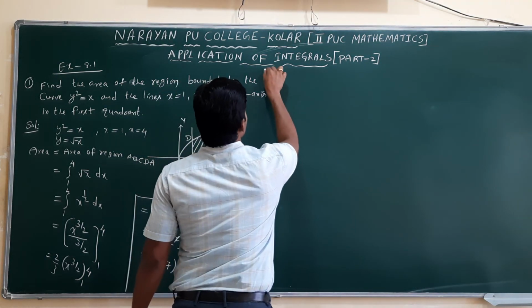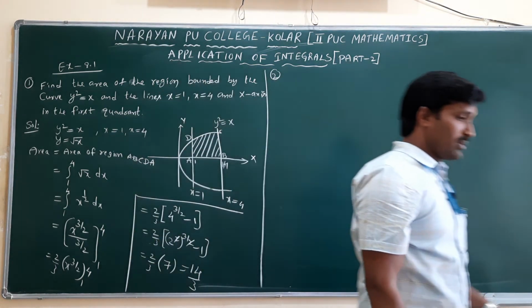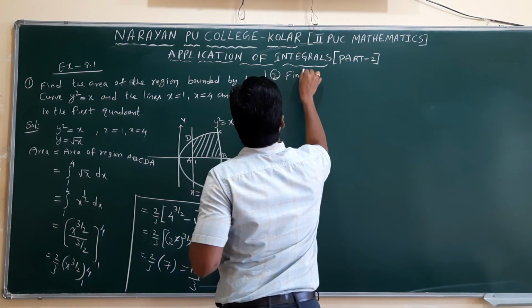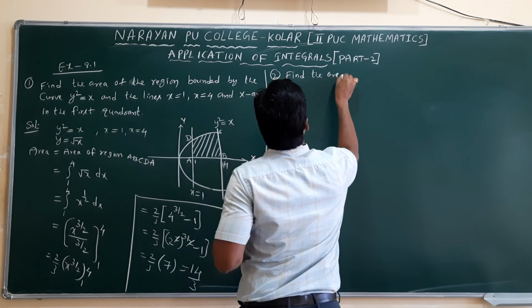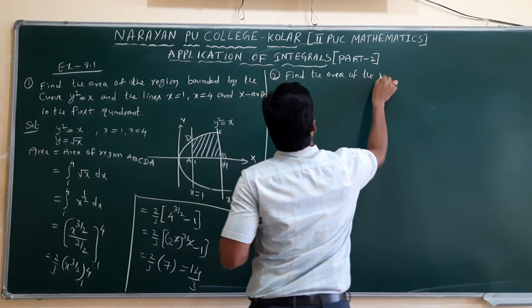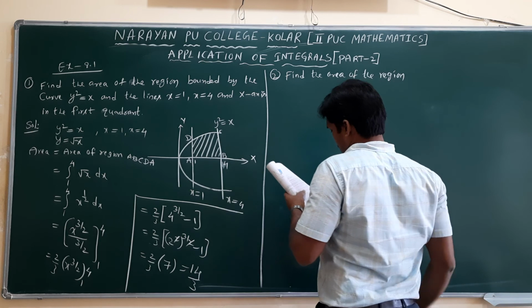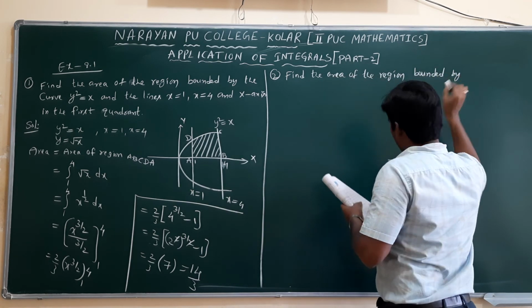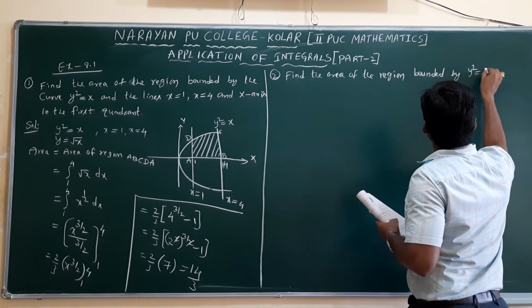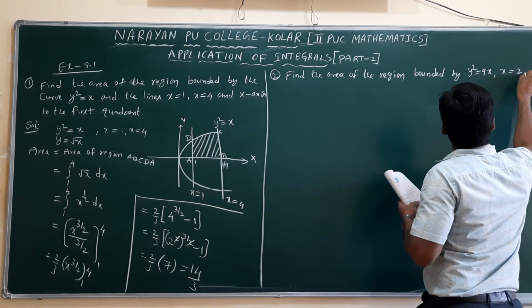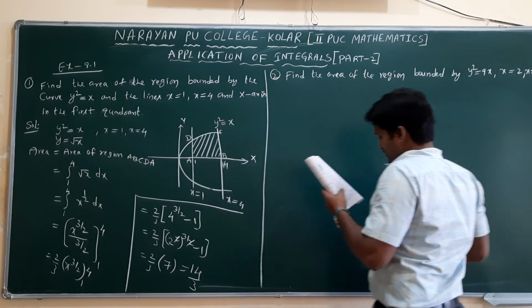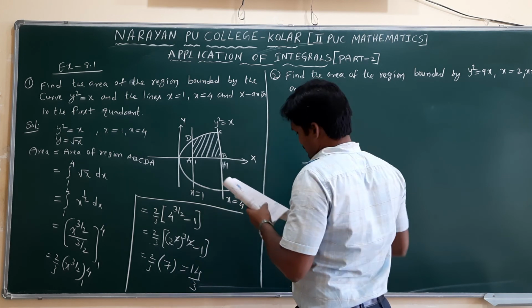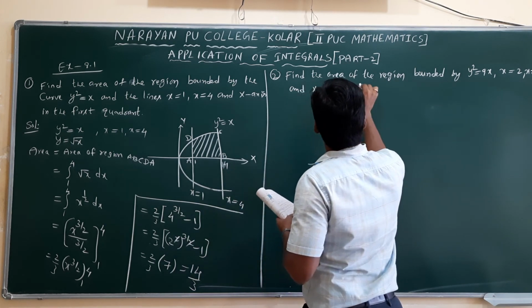Next, the second problem. When coming to the second problem, find the area of the region bounded by y square equal to 9x, x equal to 2, x equal to 4 on the x-axis in the first quadrant.